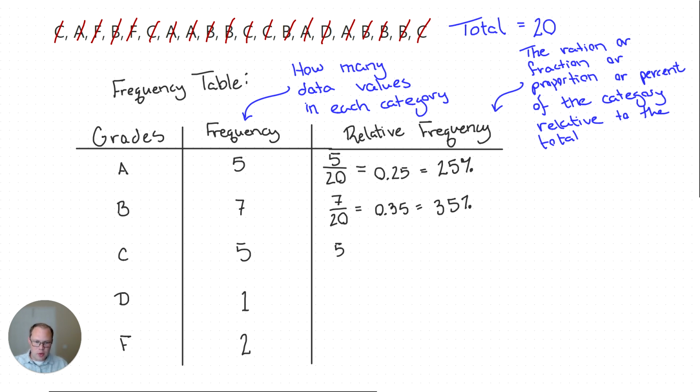C's, that's 5 out of 20 again. We have already seen what happens with 5 out of 20, so we get the same values here. If we were to put it into a calculator, we'd get 0.25 or 25%. So 25% of the grades are C's.